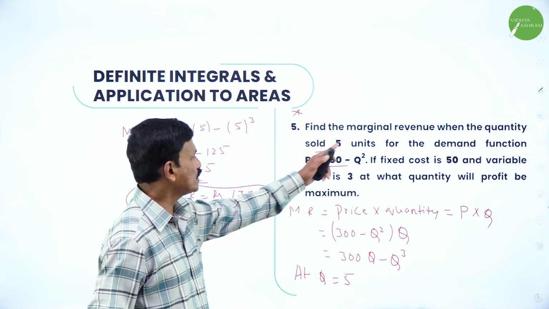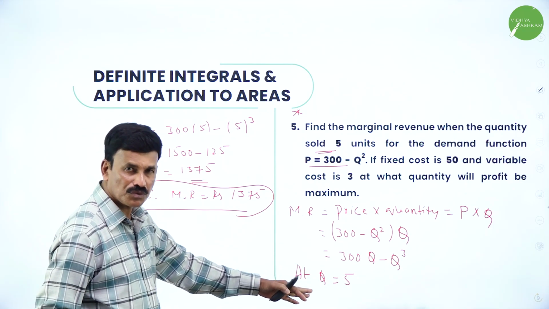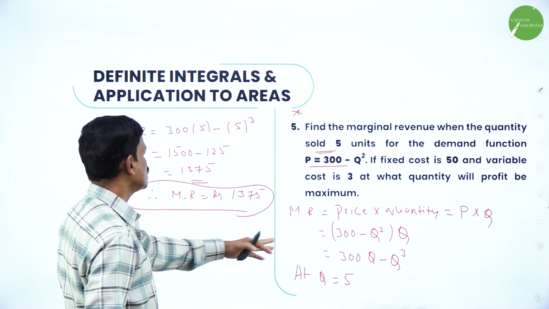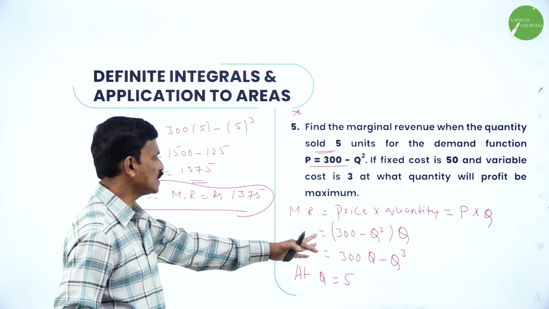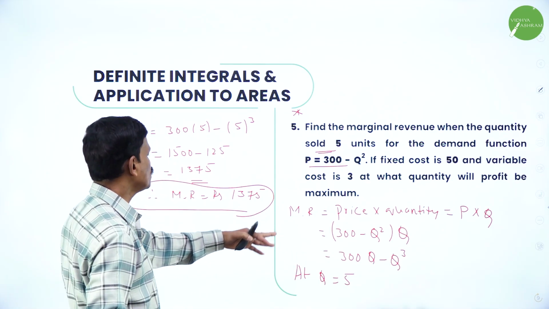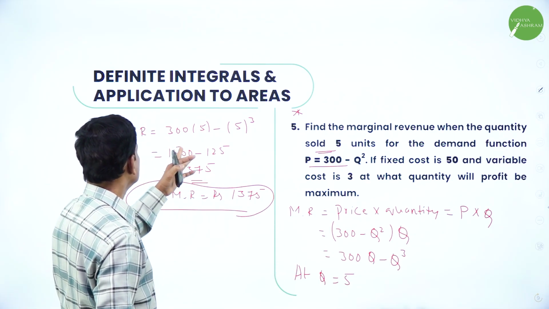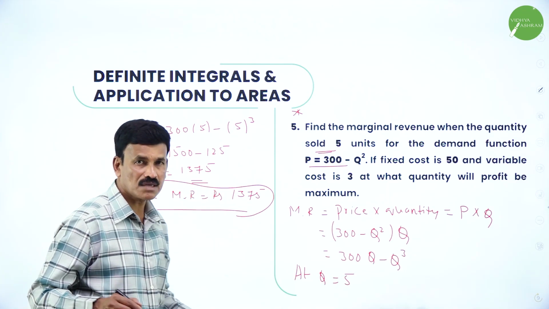Marginal revenue. So, find the marginal revenue. The marginal revenue at Q is 5 is just substituting here, that is price into quantity: 300 minus Q square into Q is 300Q minus Q cube. Put Q is equal to 5, you will get 1500 minus 125, that is equal to 1375.